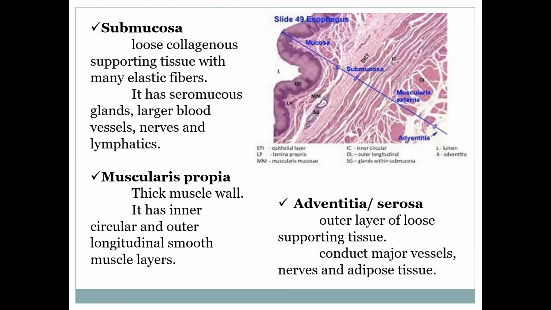Then comes the muscularis propria. This layer is the one where the muscle layers of the esophagus can be seen. So, this is a thick muscle wall. It has 2 muscle layers, inner circular and outer longitudinal muscle layers. Both are comprised of smooth muscle. And the adventitia or the serosa is the outer layer of loose supporting tissue. This layer is the one which conducts major blood vessels, nerves and adipose tissue.